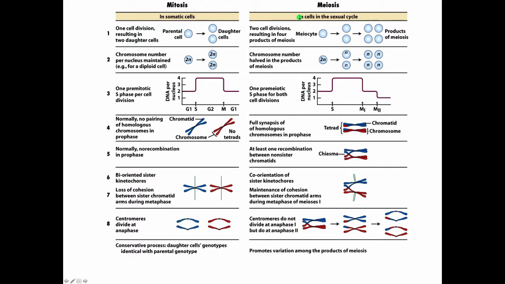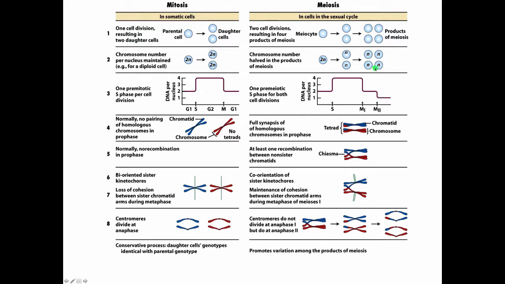If you look at meiosis, on the other hand, in the cells that give rise to gametes, there are two cell divisions that are going to result in four products of meiosis. So you're going to start with a cell that is 2n. It's going to go in the first meiotic division to n. The second meiotic division also is going to go to n.